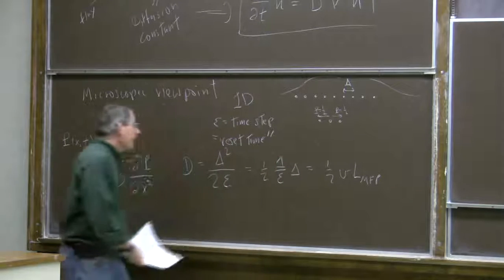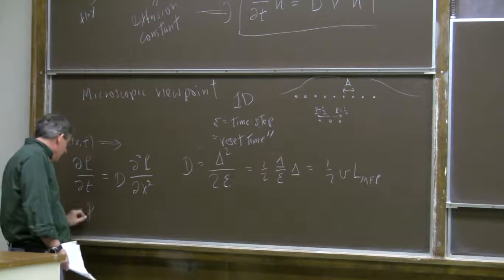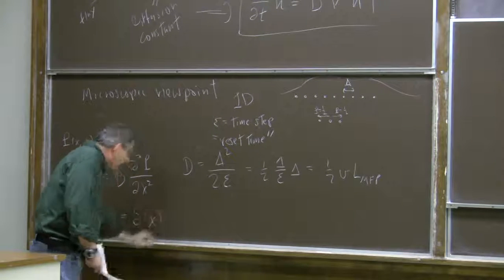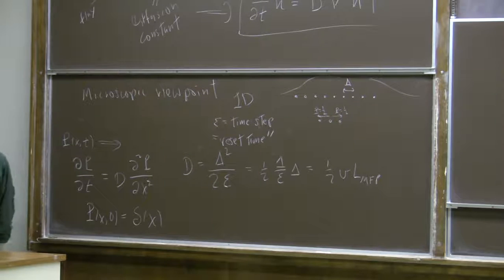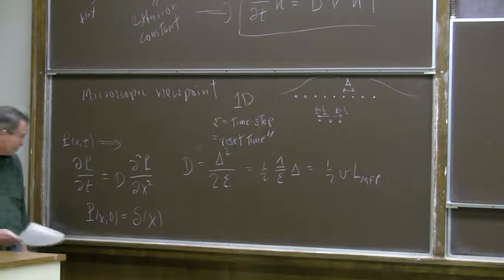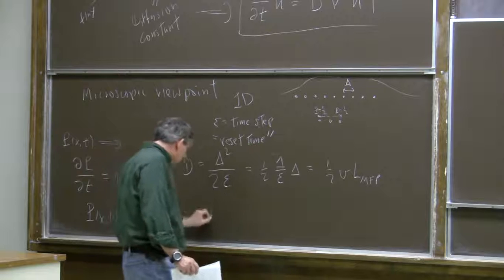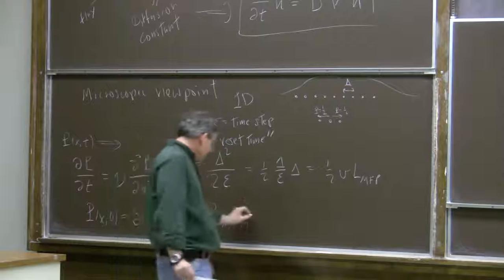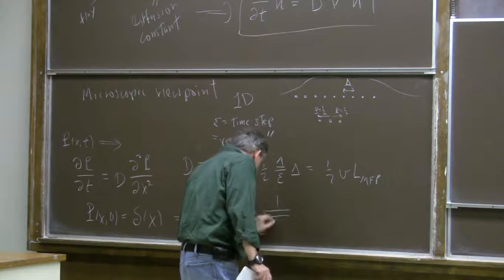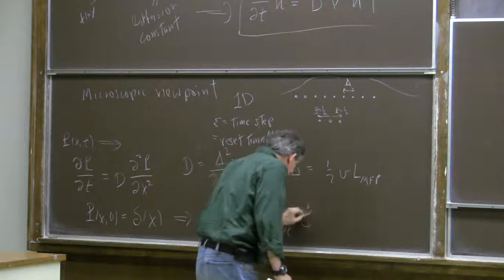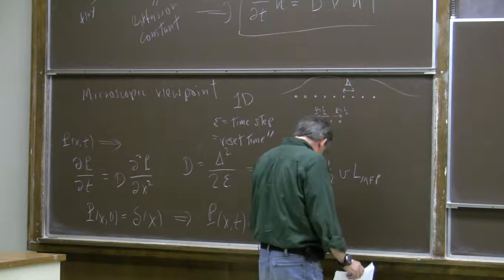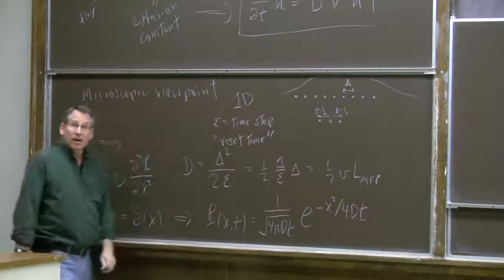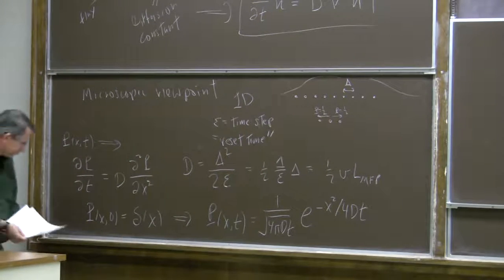We saw that if you have an initial probability distribution at time 0, which is just a delta function of position, so the particle starts out at the origin with probability 1, then after a time t, the probability distribution will be given by a Gaussian, 1 over the square root of 4 pi D t, times the exponential of minus x squared over 4 D t, so the width of that Gaussian depends on the time.